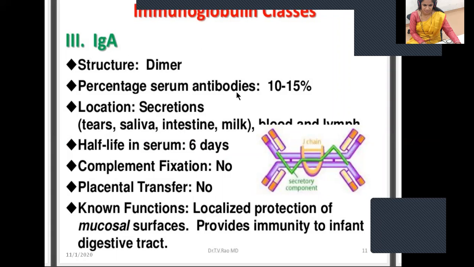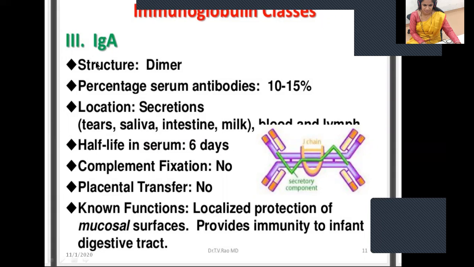Percentage of serum antibodies is 10 to 15 percent of the total immunoglobulin pool. Location: secretions like tears, saliva, intestine, milk, blood, and lymph. Half-life in serum is 6 days. Complement fixation: no. Placental transfer, does it cross the placenta? No. What are the known functions here? To mention a few: localized protection of mucosal surfaces, and it provides immunity to the infant digestive tract. This is all about immunoglobulin A.